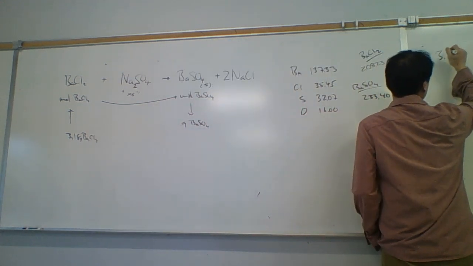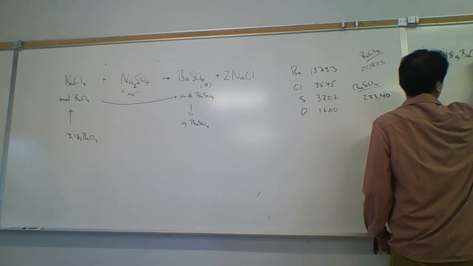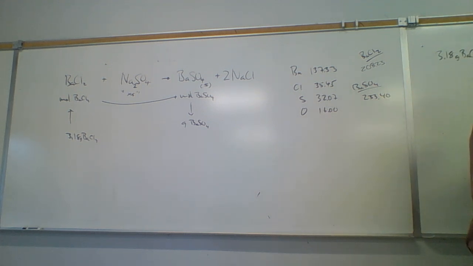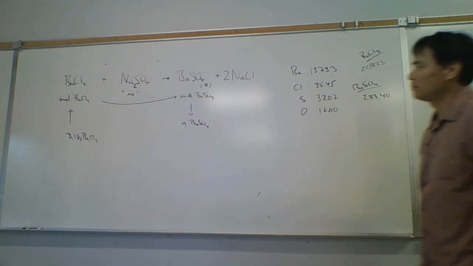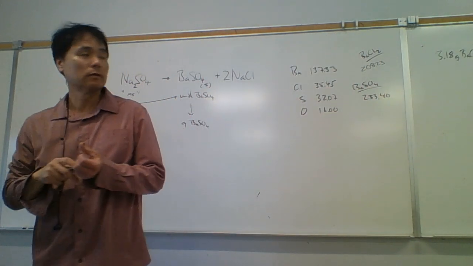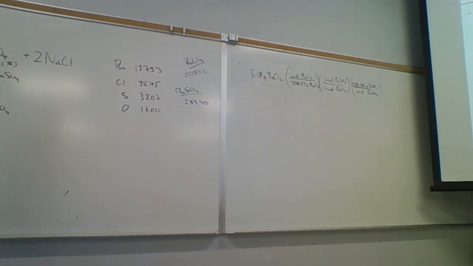So let's set up 3.18 grams of barium chloride, and then we'll convert it to moles. So 1 mole of barium chloride weighs 208.23 grams. Now we have moles of barium chloride, then we'll do a mole-to-mole conversion. It's a 1-to-1 mole ratio: 1 mole of barium sulfate for every 1 mole of barium chloride. And then we'll use the molar mass here, 233.40 grams of barium sulfate per mole of barium sulfate. They're saying we have plenty of sulfate, so we don't have to worry about that. And this will be the theoretical yield, what we calculate here.